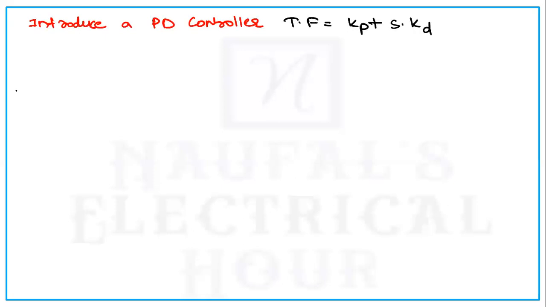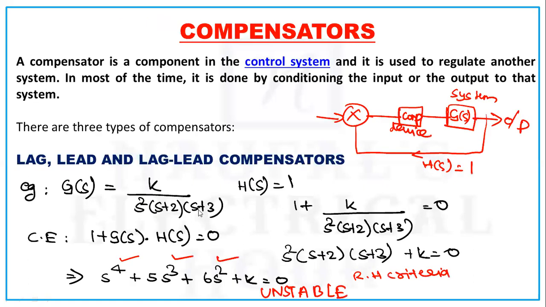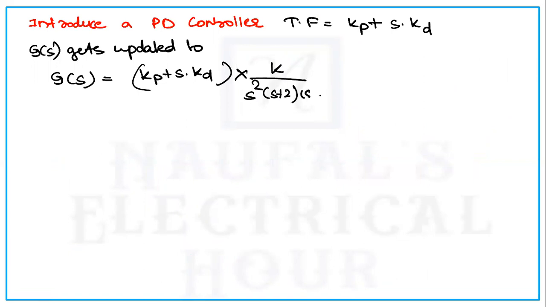So the new transfer function, G of S, gets updated to G of S equal to KP plus S into KD, into the previous G of S, which is K by S square into S plus 2 into S plus 3. So you can take K equal to 1.